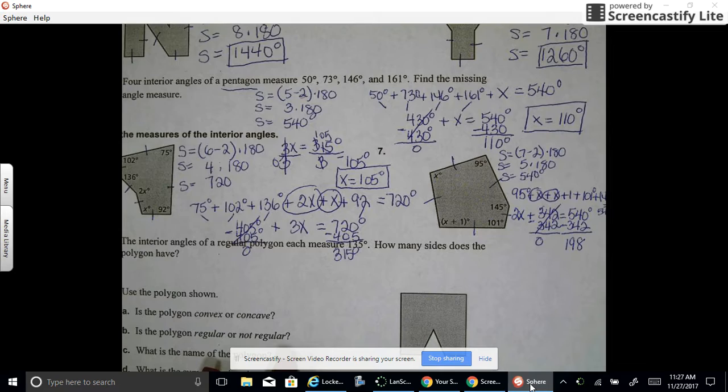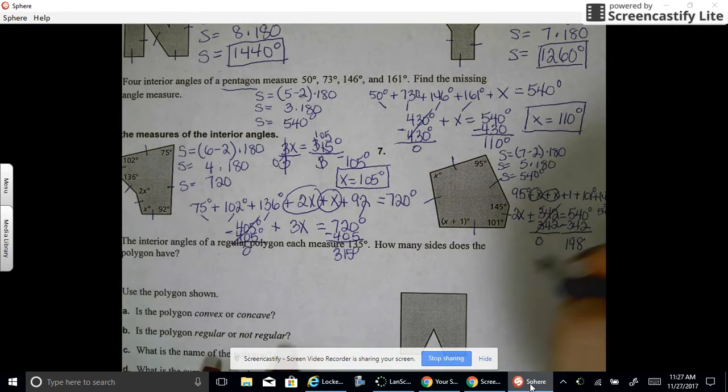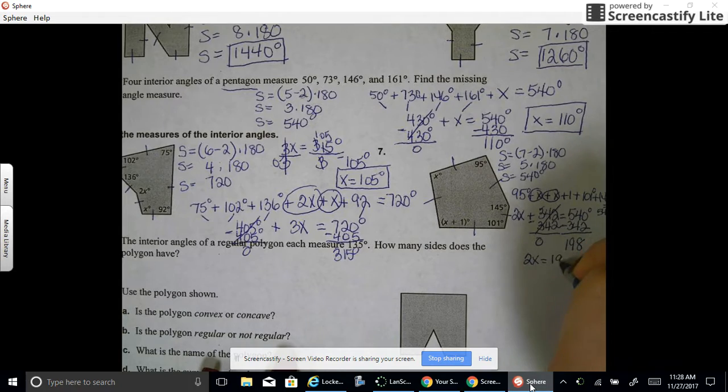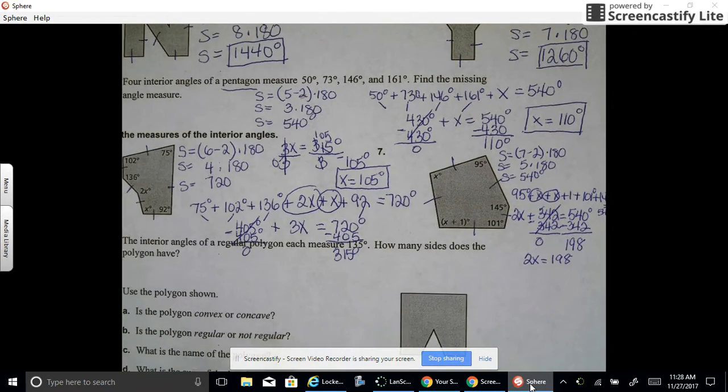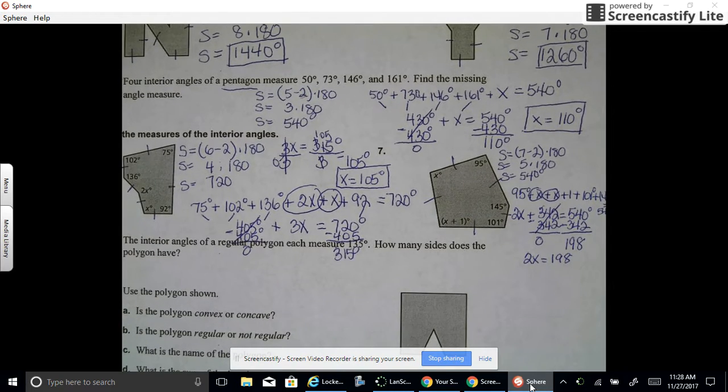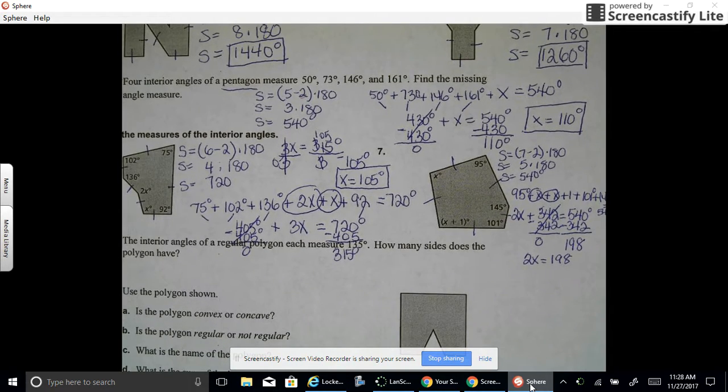So now I'll rewrite what I have left, which is 2x equals 198. Now that's a simple one-step equation. You have to divide. Brandon, what kind of equation is it? Is it multiply or divide? Okay, so then I'm going to use the opposite process to get rid of the 2 from the x. So what process am I using?